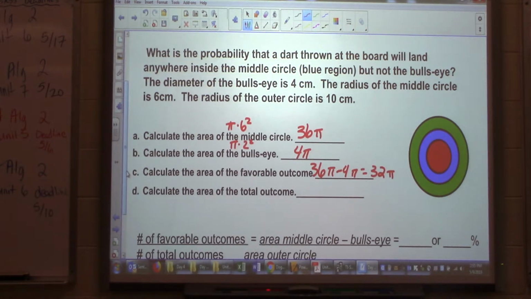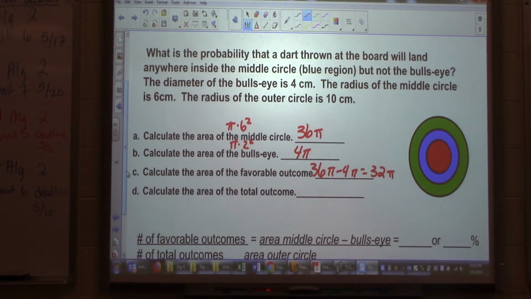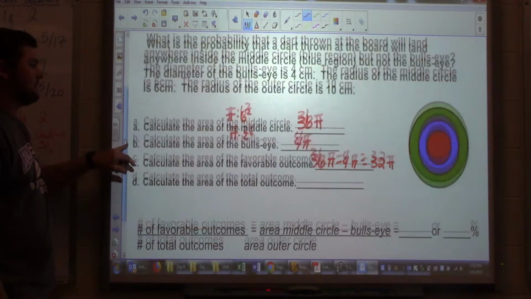Alright? So that's my favorable outcome. What's the total outcome of this picture here? Someone besides Ben. He's been helping me a lot with this problem. Luke, what do you think? What's the total outcome? What's the total here? What's the big part of our picture?